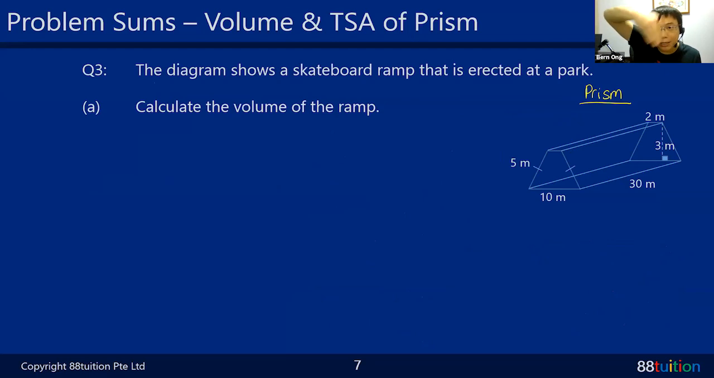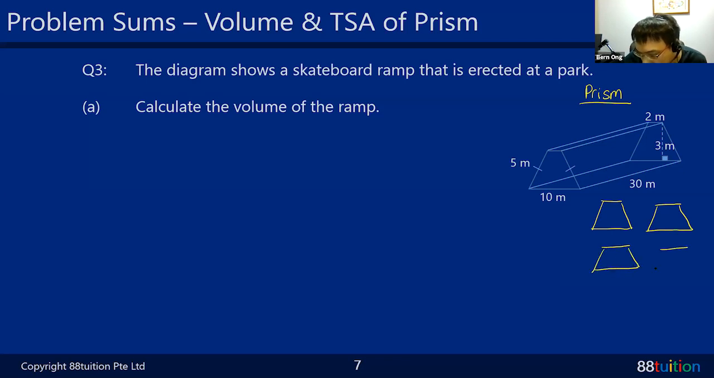Take a knife and you cut downwards. If you cut downwards, you keep getting this shape. You take a knife and you cut downwards, you keep getting this shape. What is this shape? This is called a trapezium. How to spell? Must know. Trapezium.